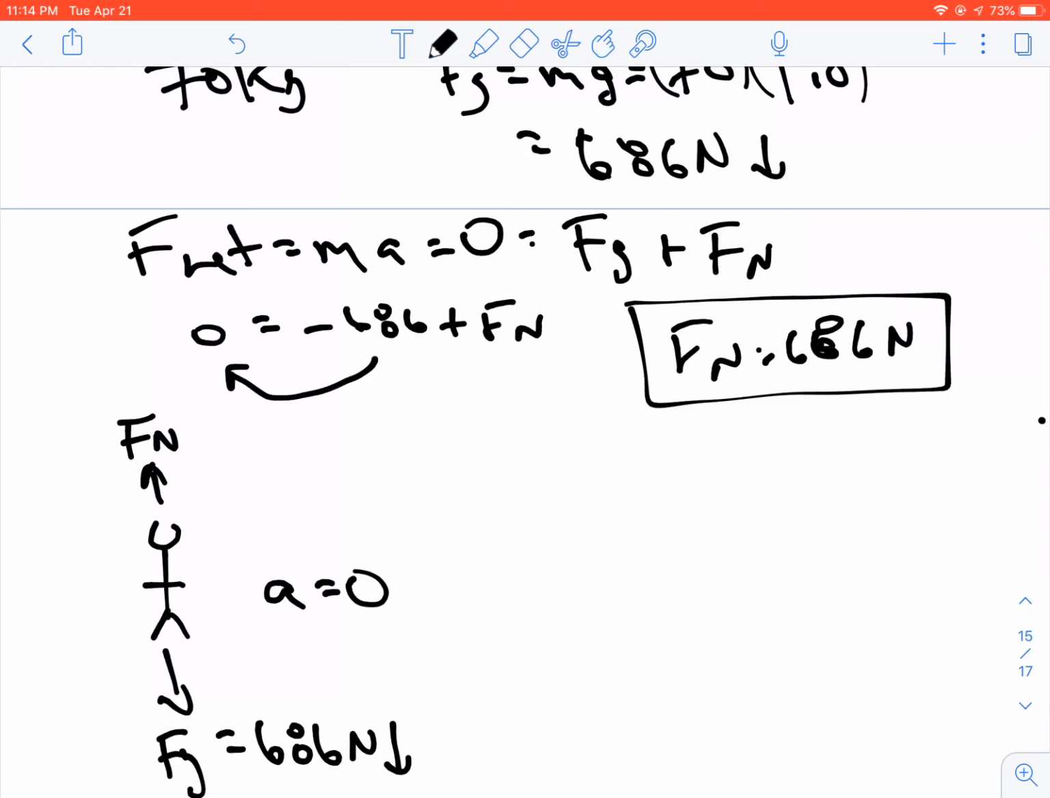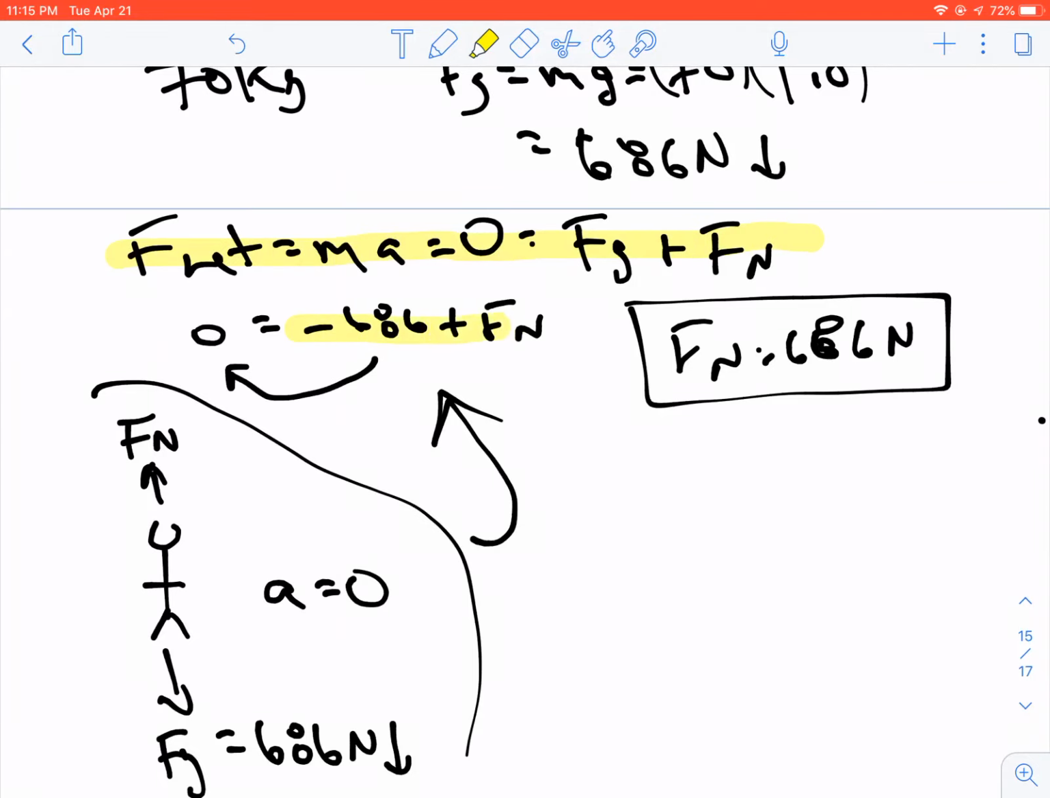I can see that all the math up here still applies, because Fnet is still 0. Fnet is ma, which is 0, which is Fg plus Fn. Fg hasn't changed, it's still minus 686, and my final answer is still going to be a scale reading of 686 newtons. So if the elevator is going up at 10 kilometers an hour or down at 10 kilometers an hour, so long as there is 0 acceleration, ma is 0 and Fg is equal to the negative of the Fn, or Fn is equal to the negative of the Fg.